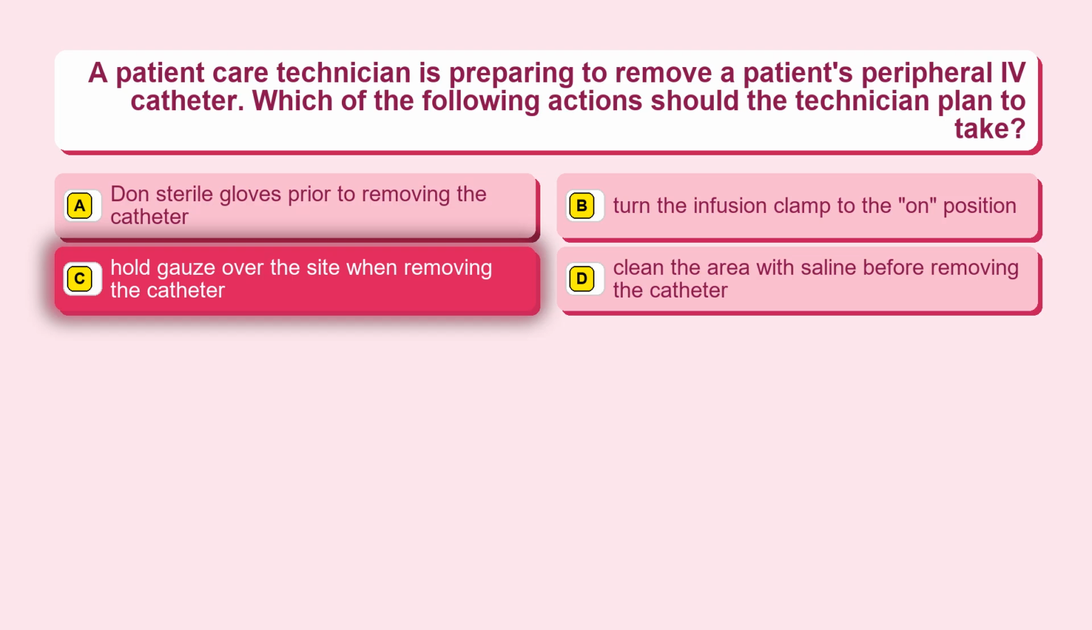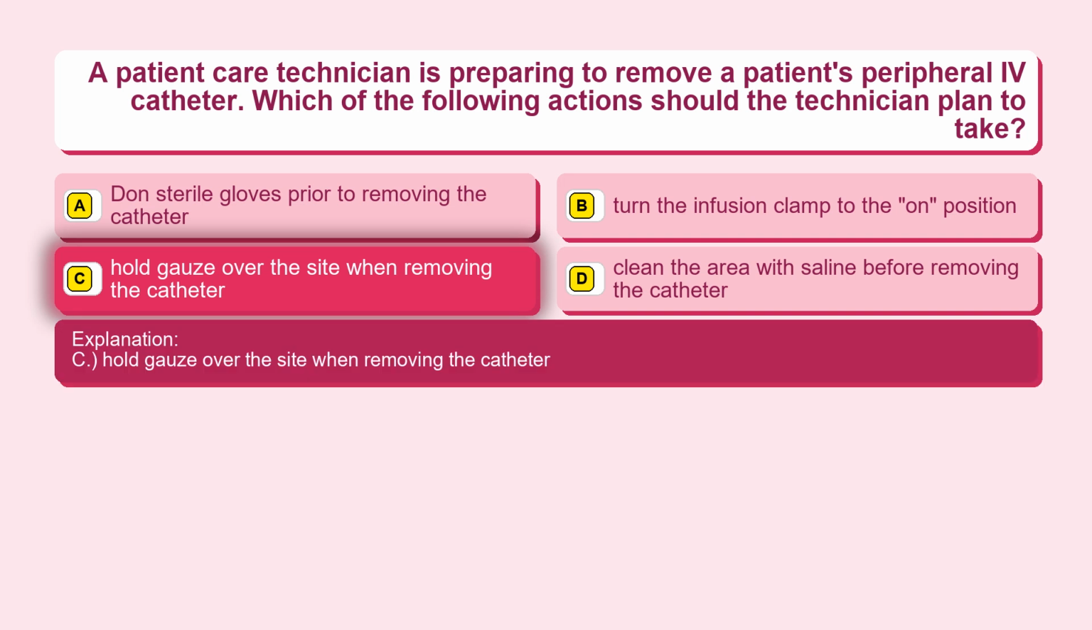The correct answer is option C, hold gauze over the site when removing the catheter. C, hold gauze over the site when removing the catheter.